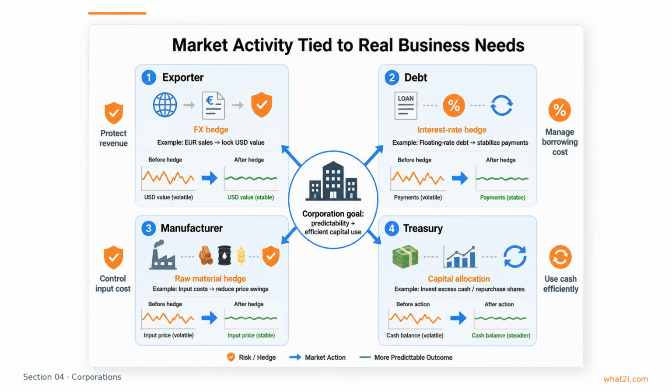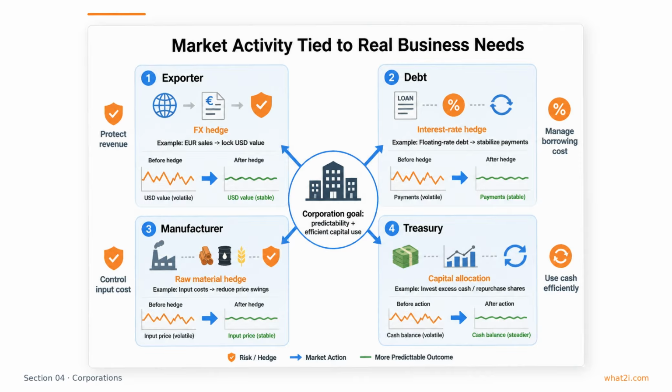Most corporate market activity is tied directly to real exposures created by the business. An exporter may hedge foreign currency revenue, so exchange rate swings do not distort earnings. A company with floating rate debt may hedge interest rate risk to make future financing costs more predictable. A manufacturer might hedge commodity inputs, such as oil, copper, or wheat, to reduce the risk of sudden cost spikes. Treasury teams may also decide how to invest excess cash or whether to repurchase shares. All of these decisions are linked to operations, cash flow, and capital allocation. A common goal is not to outperform the market, but to make business outcomes more stable and manageable.